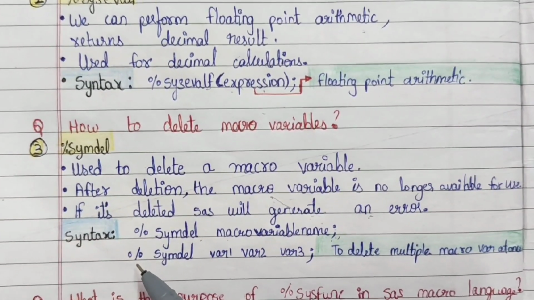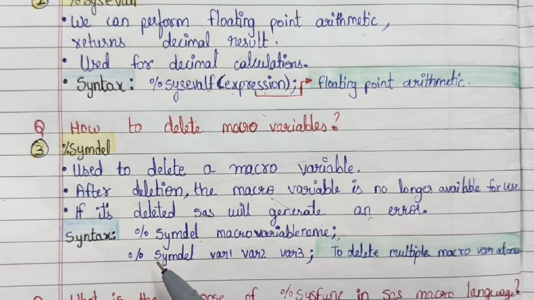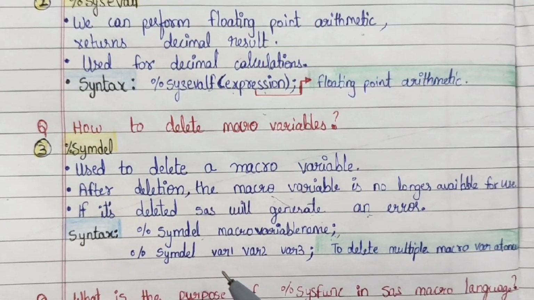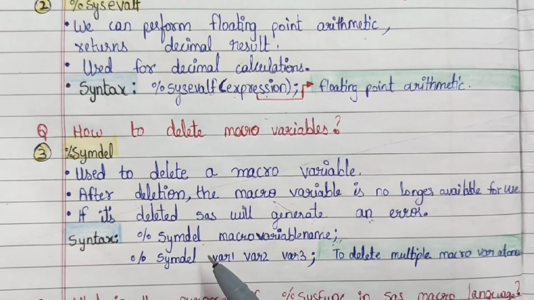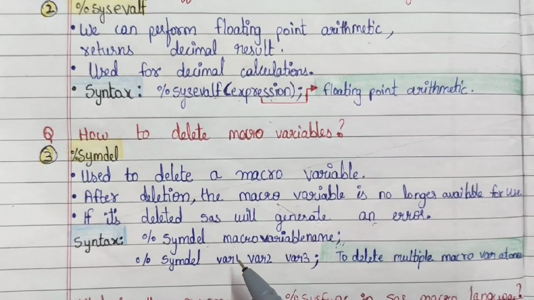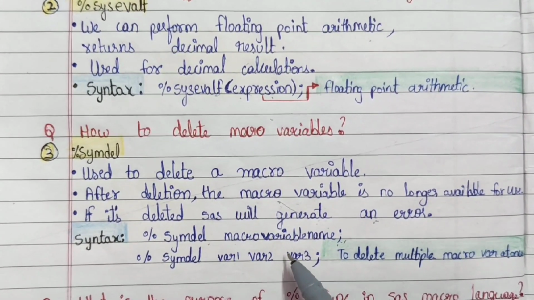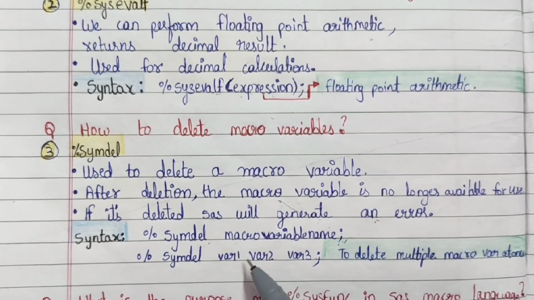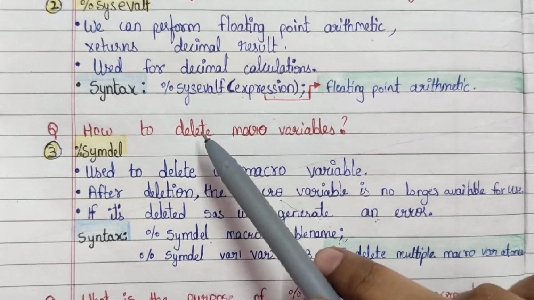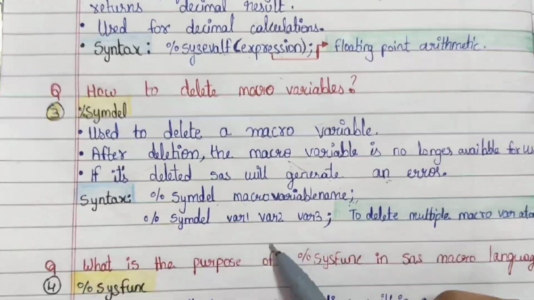Here is another syntax. Can we delete multiple macro variables at once? Yes, we can delete multiple macro variables at once by giving spaces between the variables. You can see var1, var2, var3 here with spaces. So this is about the %SYMDEL function.